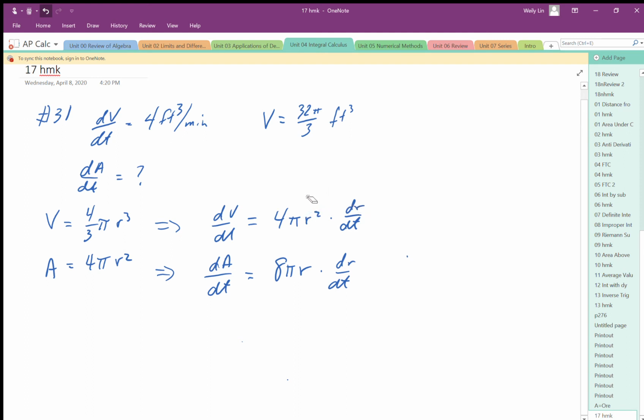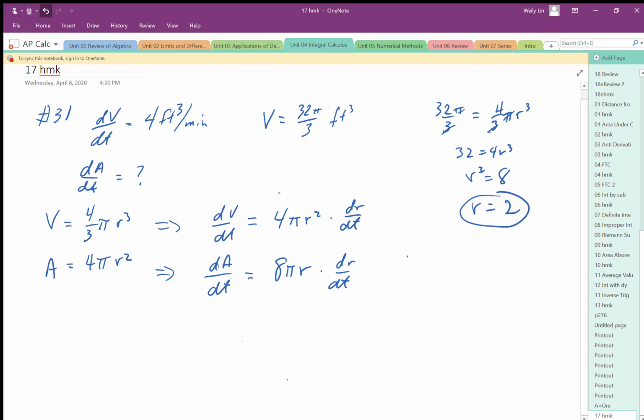But what I can do is use the volume to work out the radius. If I know the volume of the sphere, I can work out the radius. So I'm going to do this. So 32 pi over 3 is equal to 4 over 3 pi r cubed. And I can solve that equation for r. I can figure out at this volume what the radius is. Okay, so I can simplify, cancel a few things out. I end up with 32 equals 4 r cubed. r cubed equals 8. r is equal to 2. Okay, so that's the radius that I need.